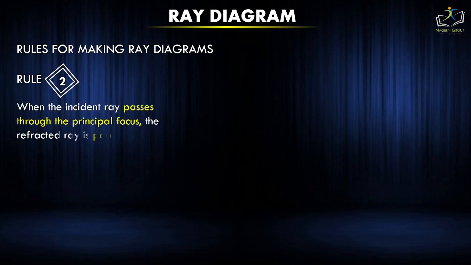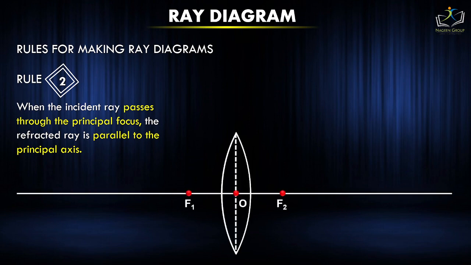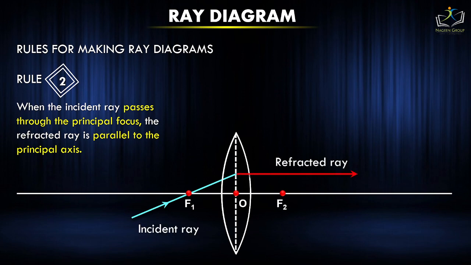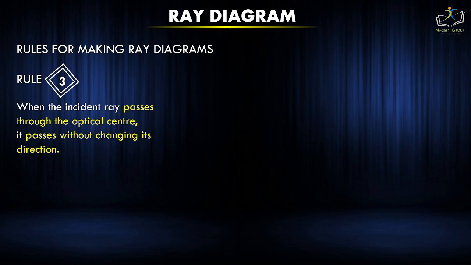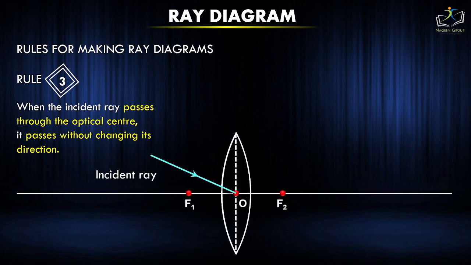Rule number 2, when the ray passes through the principal focus, the refracted ray is parallel to the principal axis. So it is opposite now. When it is passing through focus, the refracted ray is always parallel to the axis. What do we call it? Refracted ray. Now let's understand rule number 3. When the incident ray passes through the optical center, it passes without changing its direction. So as it passes through O, we see that it passes undeviated, meaning there is no change in the direction of light.